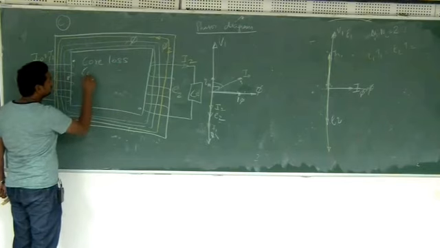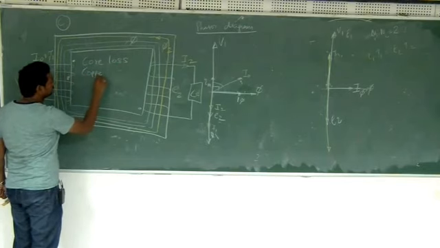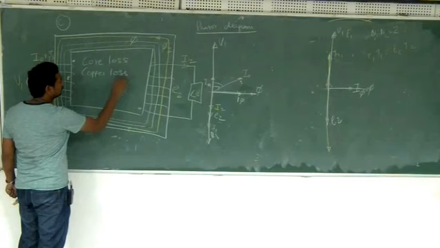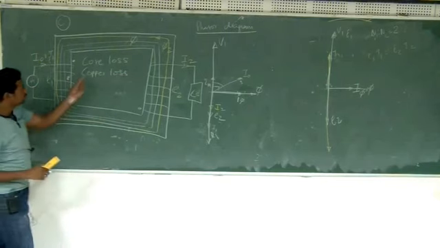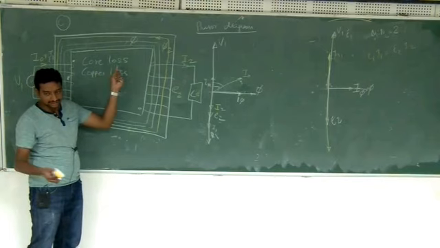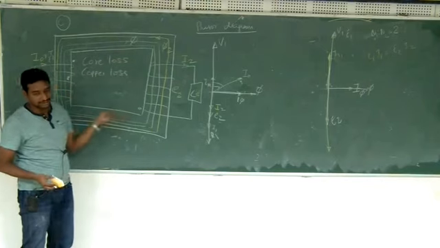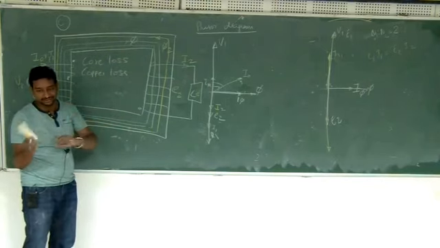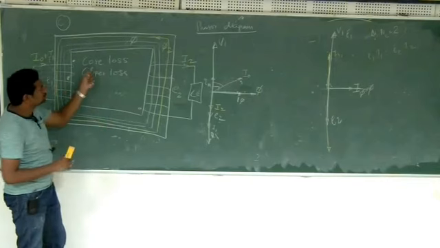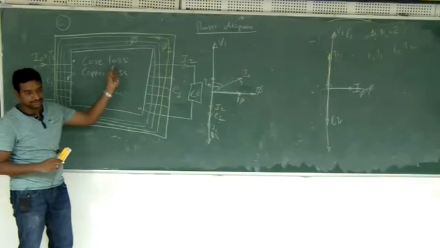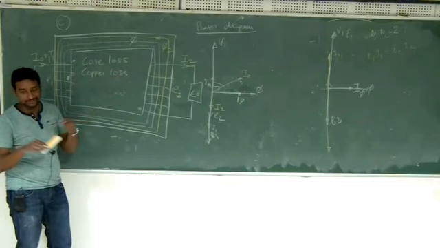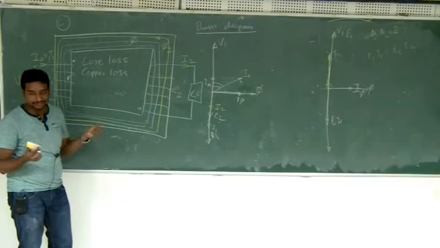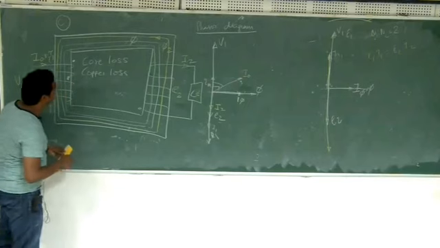Core loss, copper loss. These are the two. Core loss, as I explained earlier, is because of the magnetic material, the flux changing direction, and so on. Copper loss is because of the current flowing in the copper wire, because of the resistance, I squared R.